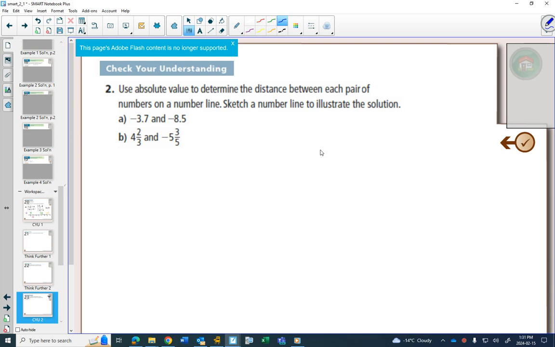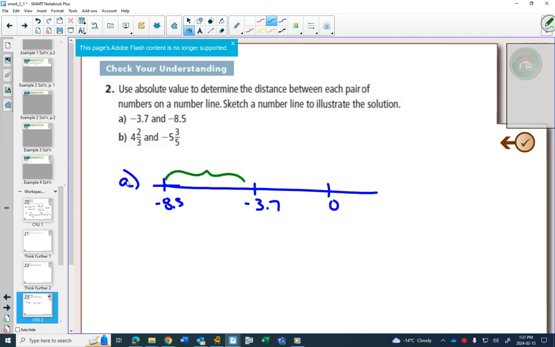So we can also use absolute values to find the distance between 2 points. This wouldn't be something you would need, right? Because if I asked you for part A, on a number line, here's 0, would you agree that negative 3.7 would be there and negative 8.5 would be there? And if you wanted to find the distance between these, I'm pretty sure you could find it. No problem.